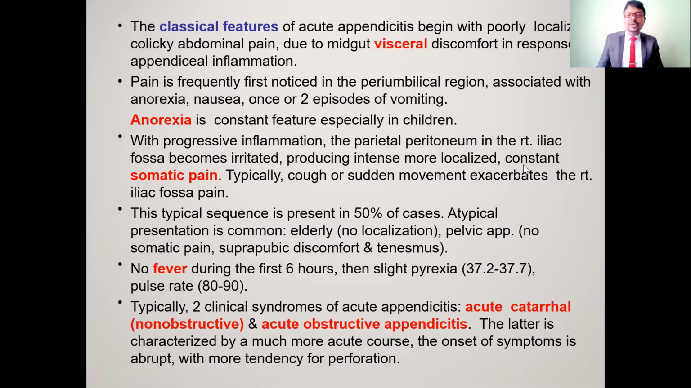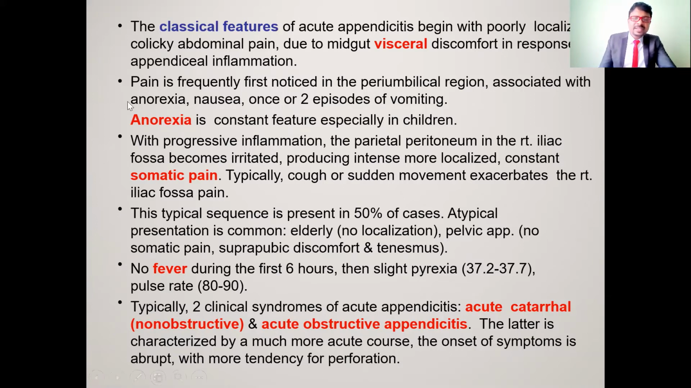So the pain is due to a midgut visceral discomfort in response to the appendiceal inflammation. Because of the appendiceal inflammation, there is going to be severe pain around the umbilicus. The pain is frequently first noticed in the periumbilical region, associated with anorexia, nausea, or two episodes of vomiting. It may shift to the right lower iliac fossa, with two or three episodes of vomiting, nausea, and they may also vomit.